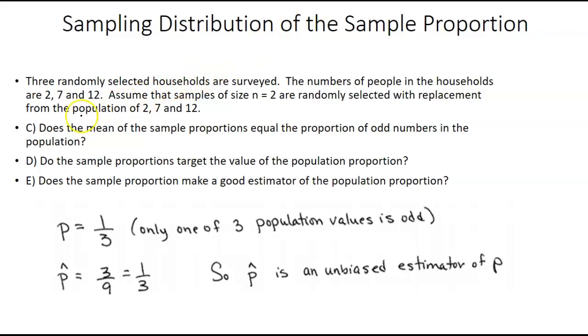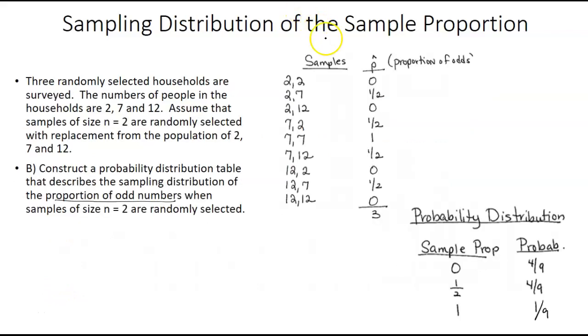Okay, so moving on, part C, does the mean of the sample proportions equal the proportion of odd numbers in the population? Let's look at the population first of all. Here's our population. The proportion of odd numbers in this population is 1 out of 3, so 1/3. If I look at the p hat, I'm going to go back here. If I add up the proportions of the p hat, I've got 3.